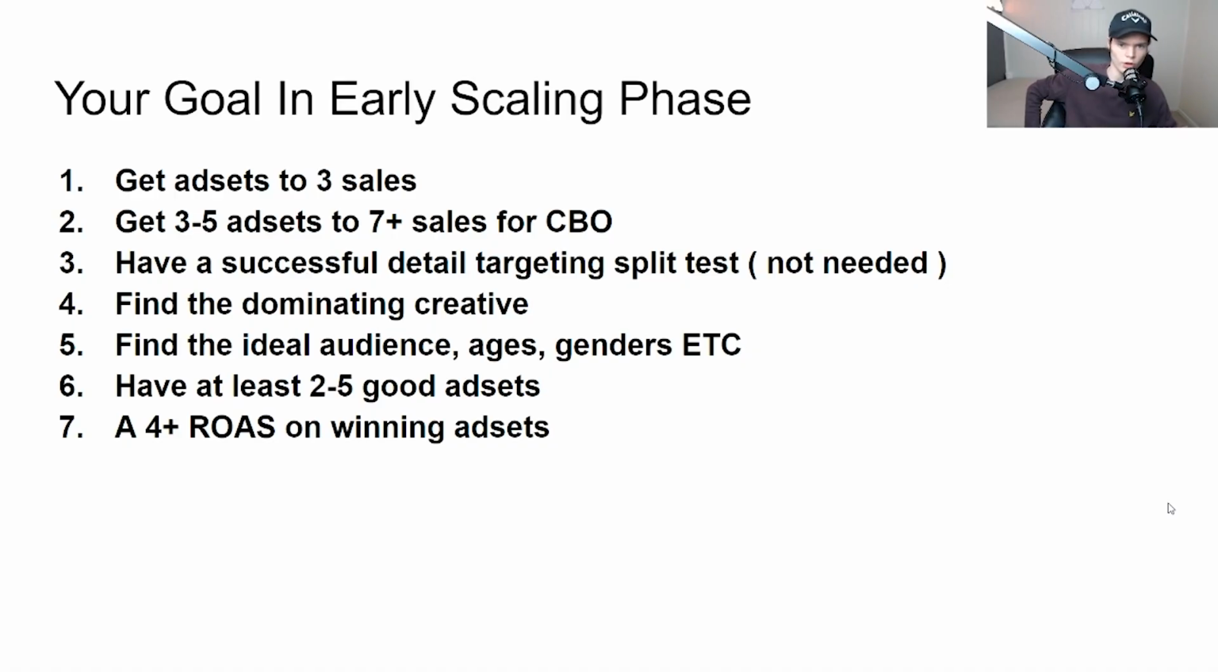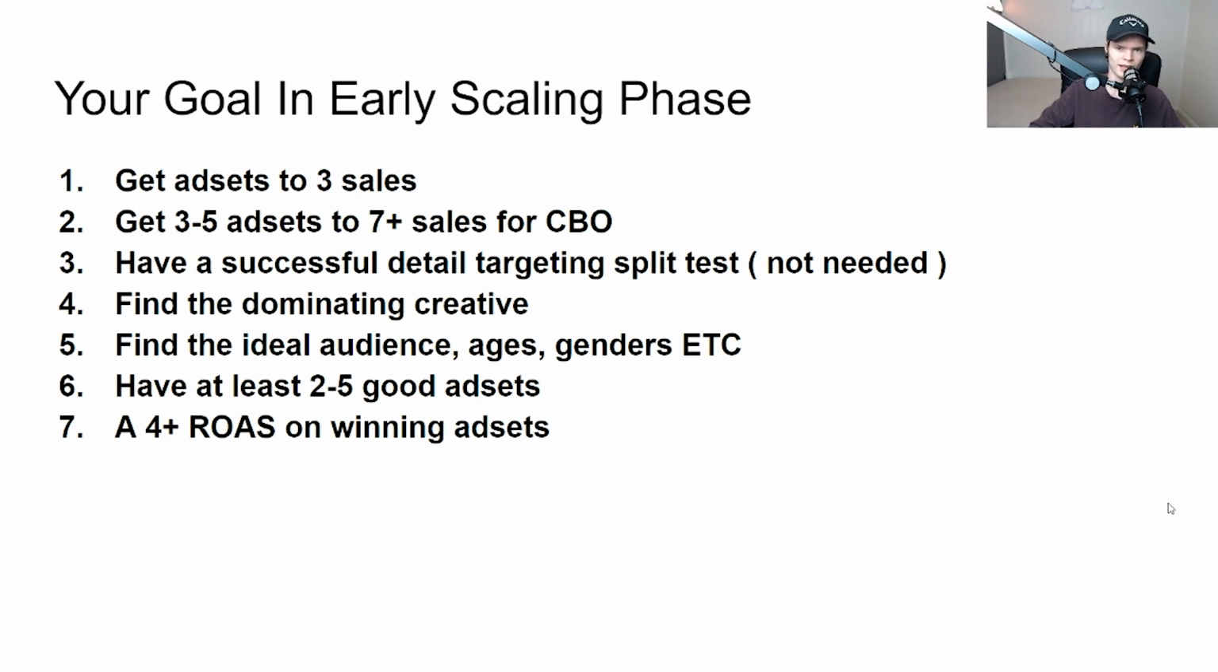But let's just slide straight into the next page of my presentation. So let's talk about the goals. What's your goal in the early scaling phase? In the early scaling phase, as I told you guys earlier, the first goal is going to be to get 3 sales in one ad set. That is super important. And then the next goal you want to have is you want to get 3 to 5 ad sets to 7+ sales in order to do a CBO.